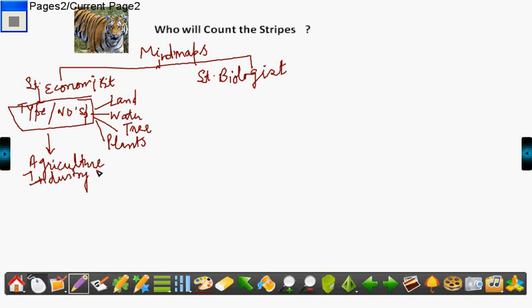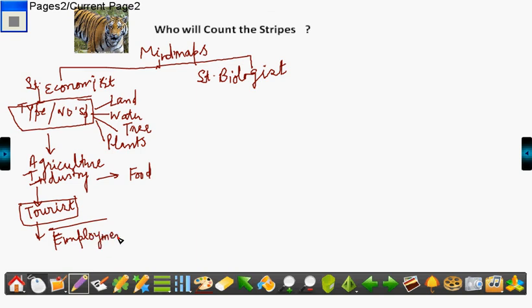industry, because you need food for animals. Now because the animals will be healthy and wealthy, then you will have a tourist attraction. That means you have tourists, right? So if you have tourists, it will give employment, right? It will give employment. That was the basic reason.